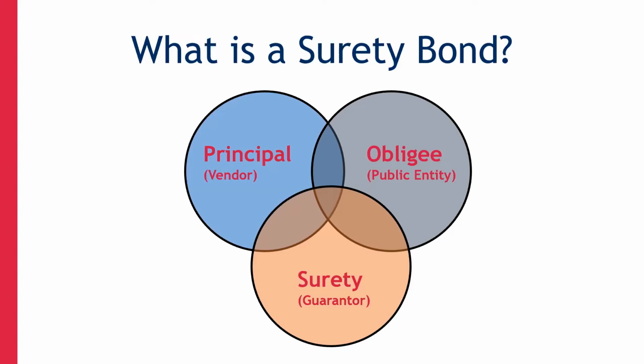The surety company is essentially a third-party guarantor. You can think of them as almost like a co-signer, if you will. So if the principal can't, for whatever reason, complete their obligation to the public entity or to the obligee, the surety would step into the principal's shoes and assume that obligation through completion. If it's a payment bond, it could be some sort of a payment or a financial obligation. If it's a performance bond, it could be an obligation to perform a particular contract.